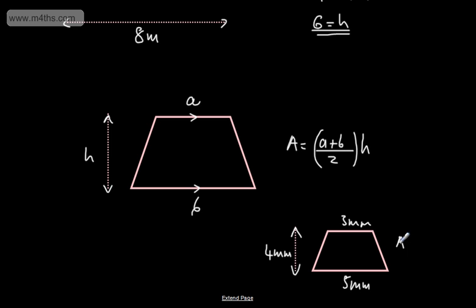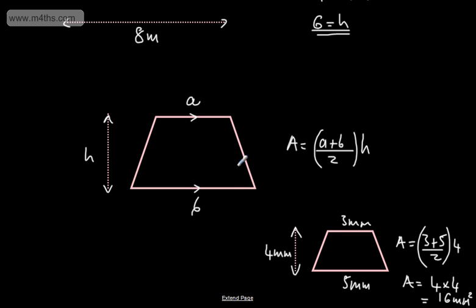So my area is going to be the top plus the bottom, so 3 plus 5, which we need to divide by 2, and then we're going to multiply by the height. The height is 4. So this gives me now that the area is going to be 3 plus 5 is going to give me 8. 8 over 2 is 4, so we get 4 times by 4, which is going to be 16 millimeters squared. So nice and straightforward, nice and logical.